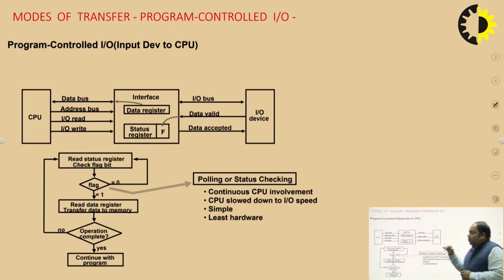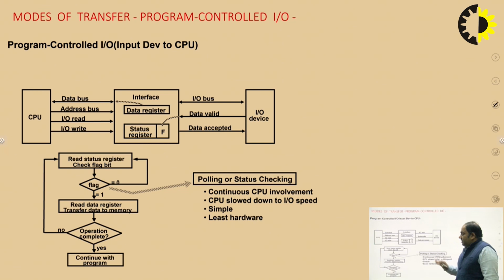So how is more than one instruction assigned? More than one instruction is assigned through polling. In polling, there is continuous CPU involvement. There is least use of hardware because all the work is done through application software, but it slows down the speed of the CPU to communicate with the input output of peripheral devices.